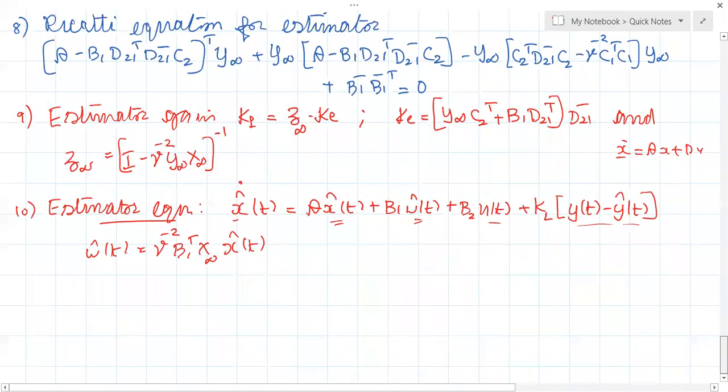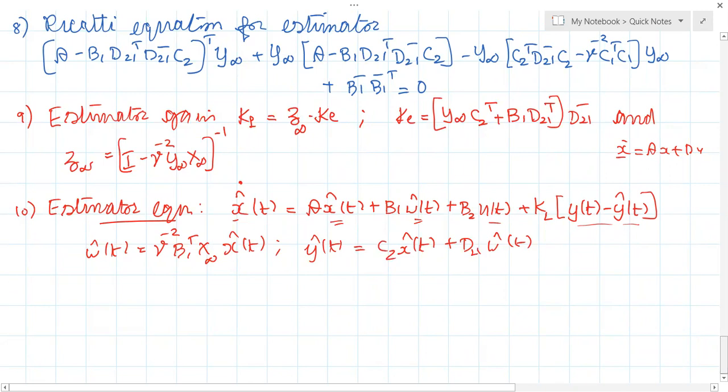Okay, so once you know all those things, then you can calculate W hat of T and Y hat of T. What is Y hat of T? It's the estimated output. Y of T is the actual output, Y hat of T is the estimated output. So we have to choose KL so that this difference is 0. Then only your estimated output will be the same as the actual one. So what will be Y hat of T? Y hat of T will be C2 X hat of T plus D21 W hat of T.